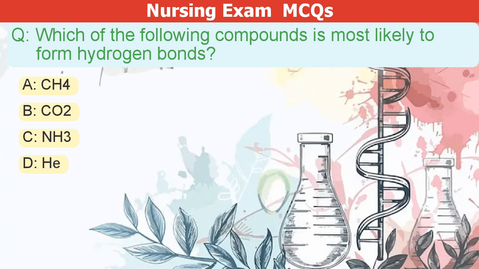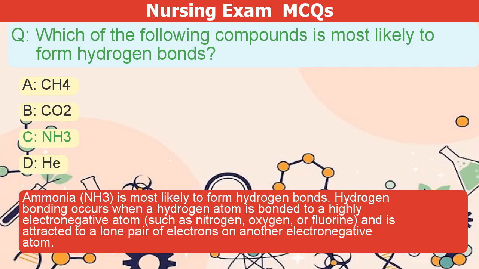Which of the following compounds is most likely to form hydrogen bonds? A. CH4. B. H2O. C. NH3. D. He. The correct answer is C. Ammonia, NH3, is most likely to form hydrogen bonds. Hydrogen bonding occurs when a hydrogen atom is bonded to a highly electronegative atom, such as nitrogen, oxygen, or fluorine, and is attracted to a lone pair of electrons on another electronegative atom.